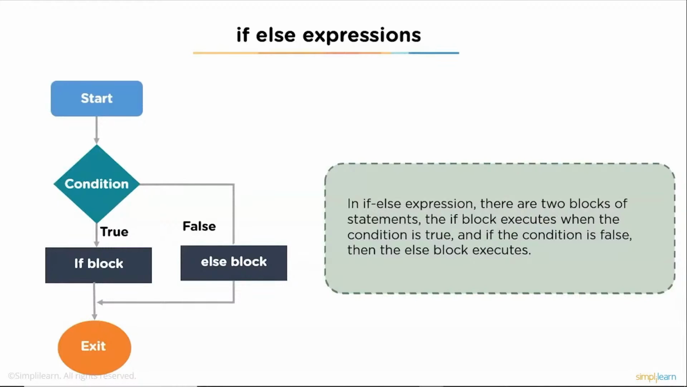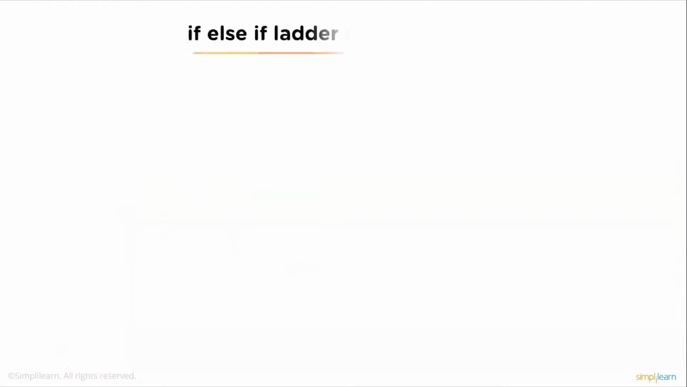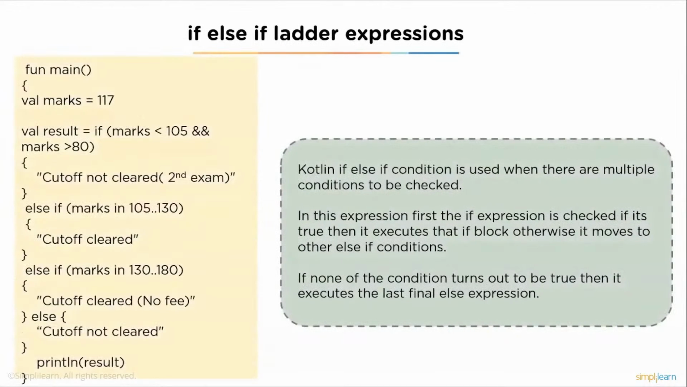Now, moving on to if-else-if ladder expression. Kotlin if-else-if condition is used when there are multiple conditions to be checked. In this expression, first the if expression is checked. If it's true, then it executes the if block, otherwise it moves to the other else if conditions. If none of the condition turns out to be true, then it executes the last final else expression.